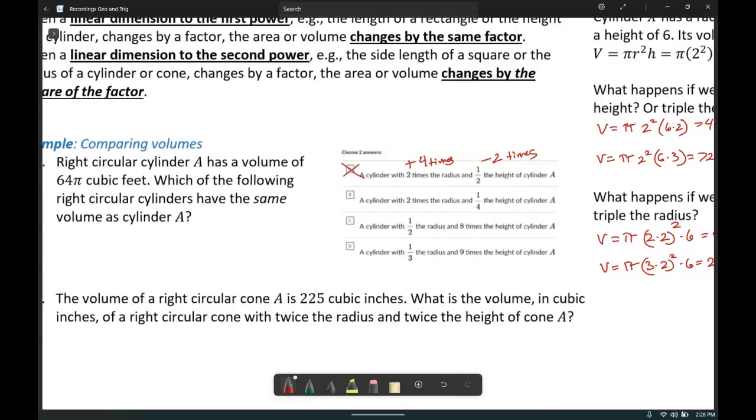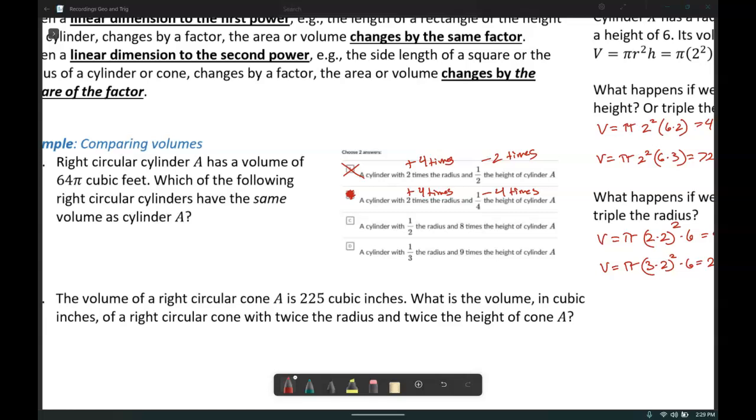So it's not going to be A. 2 times the radius gives us an increase of 4 times as much volume. And 1/4 the height, which is linear, gives us a decrease of 4 times the volume. Well, those cancel each other out. So that means that the volume ends up being the same. But remember, we have to choose 2. So let's take a look at the other options.